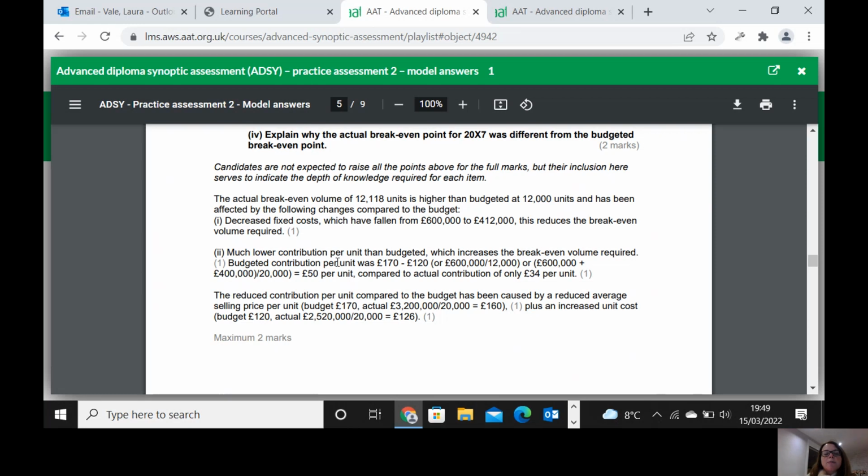And then much lower contribution per unit than budgeted, comparing the £50 per unit in the budget with the 34. So again, you can see that there's a mark there and a mark there. So we're already up to 3 and it's only out of a maximum of 2. They've then summarised the reduced contribution per unit compared to the budget has been caused by a reduced average selling price per unit. So they've drilled further. They're just giving you every possible point that you could make, but you will only get a maximum of 2. Okay, and that's the end of that task.